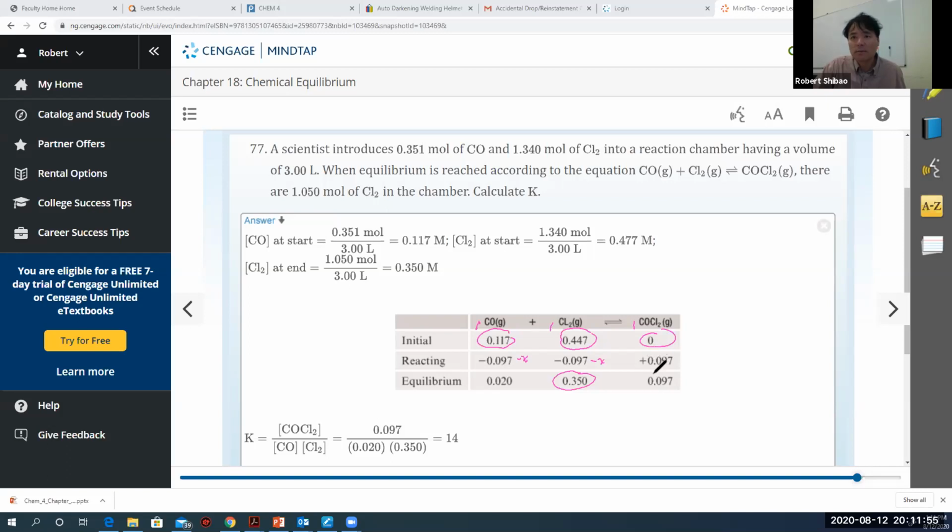And then we can figure it out because this minus this gives us this, this minus this gives us this, and this plus this gives us this. And then once we have all these equilibrium concentrations, then we can just plug it in here. And so this is a standard equilibrium stoichiometry calculation.